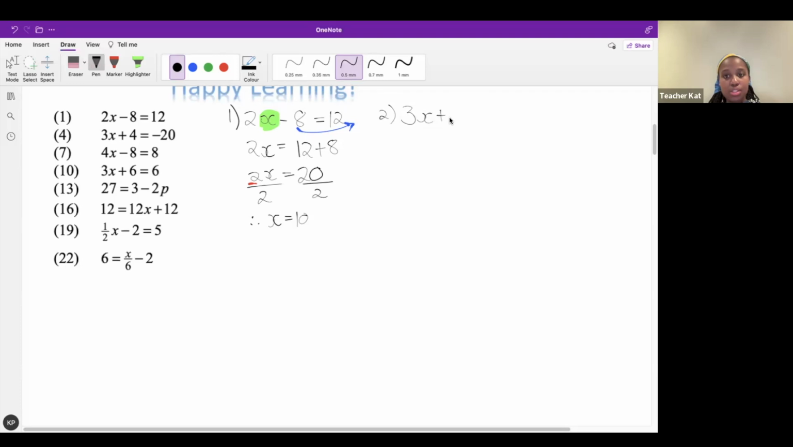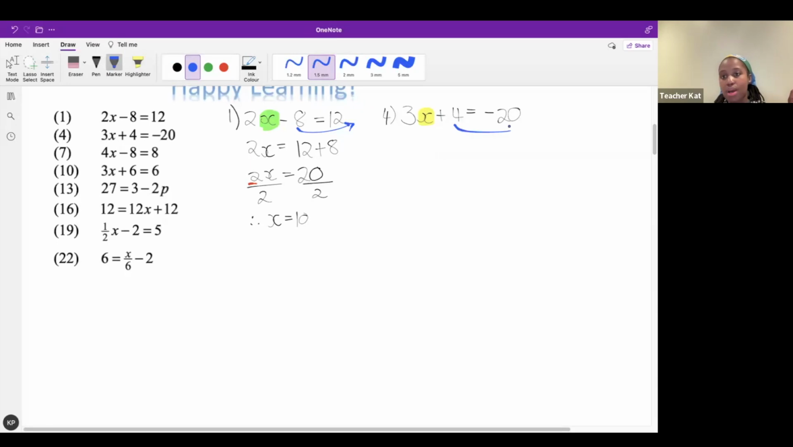So, number 2 says 3x, number 4, actually. I need to number these the way they are numbered, otherwise you guys are going to get confused. It says 3x plus 4 is equal to negative 20. So they are gradually increasing in difficulty, but not too bad still, right? Still not too bad. So once again, I want my x to be on its own, and it's on my left-hand side. So what do I get rid of first in this case?